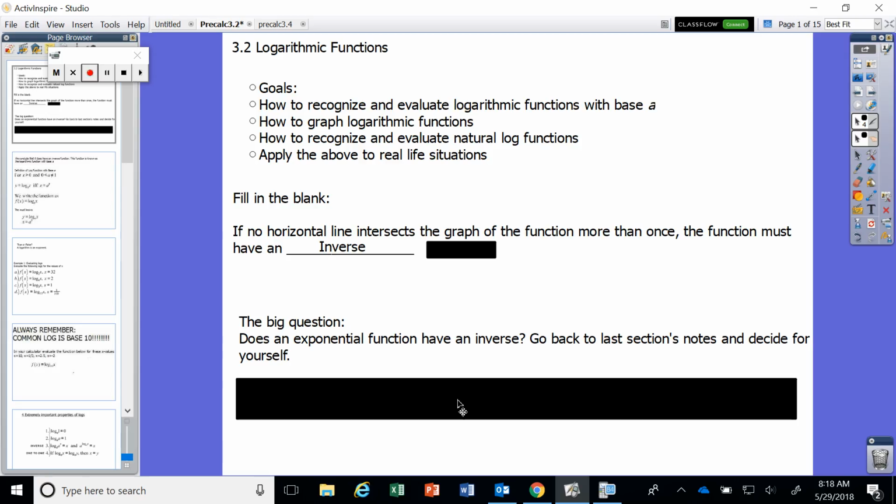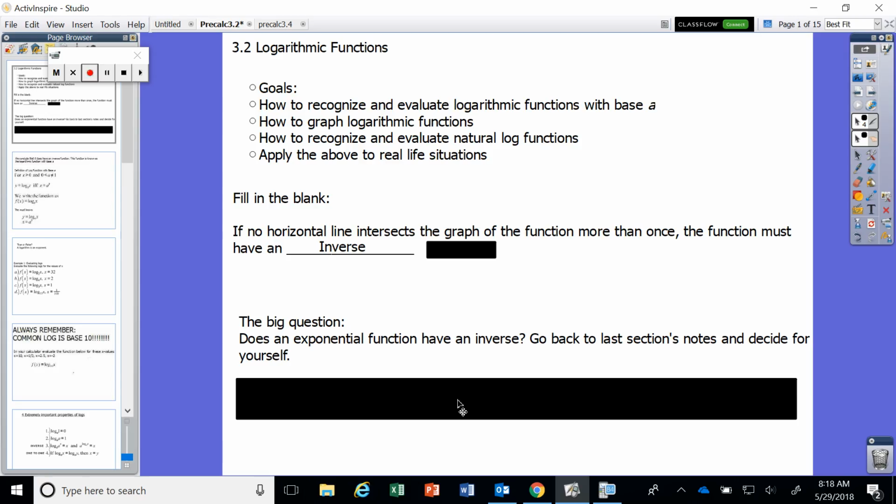All right? Pause the video. Think about it for a sec. Don't just wait for me to say the answer. Pause the video. So what do you think? What did you come up with? What do you think is actually happening with these exponential functions? Does it have an inverse?